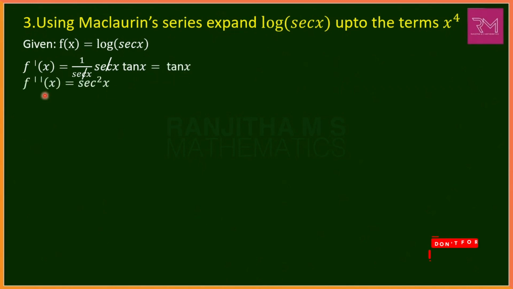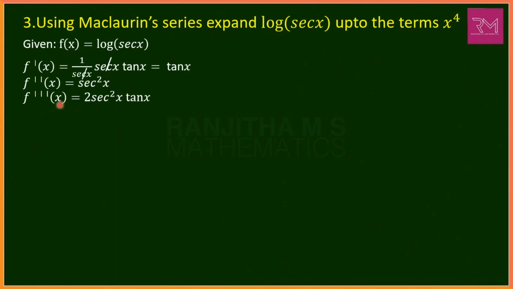Again differentiate f dash of x, we get f double dash of x, which is equal to, here differentiation of tan x is secant square x. F triple dash of x, which is equal to, here differentiation of secant square x is 2 into secant x into, again we have to differentiate secant x, that means secant x into tan x, that becomes 2 into secant square x into tan x. This is our f triple dash of x value.